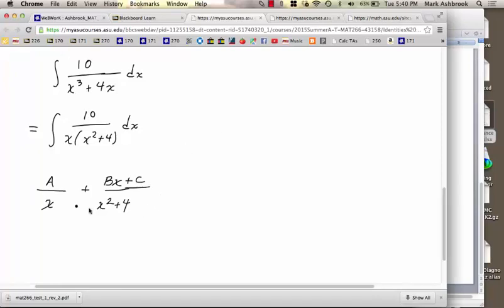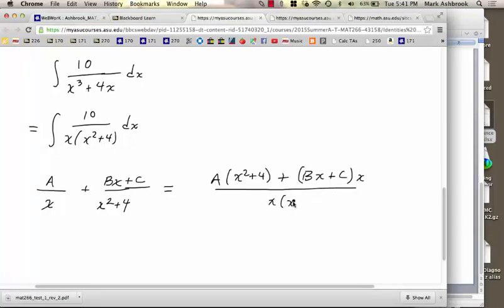Okay, and now we're ready to go. Common denominator. We're going to add these together. So we're going to have A times what? x squared plus 4, plus... what are we going to multiply top and bottom by here? bx plus c times x. So it's going to be bx plus c times x. So bx squared, over x times x squared plus 4.